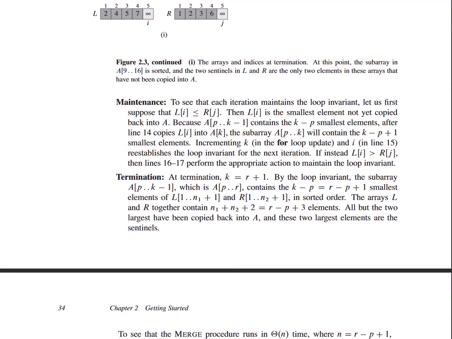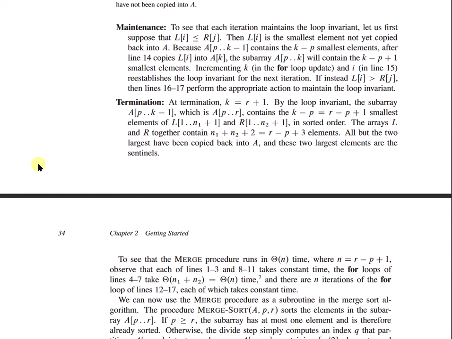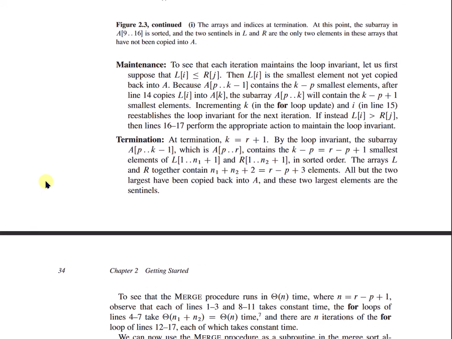To see that each iteration maintains the loop invariant, let us first suppose that L of i is less than or equal to R of j. Then L of i is the smallest element not yet copied back into A, because A of p to k minus 1 contains the k minus p smallest elements. After line 14 copies L of i into A of k, the subarray A of p to k will contain k minus p plus 1 smallest elements. Incrementing k in the for loop update and i re-establishes the loop invariant for the next iteration. If instead L of i is greater than R of j, then lines 16 to 17 perform the appropriate action to maintain the loop invariant.